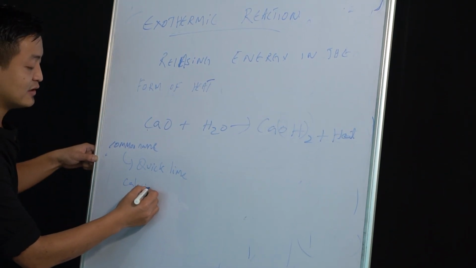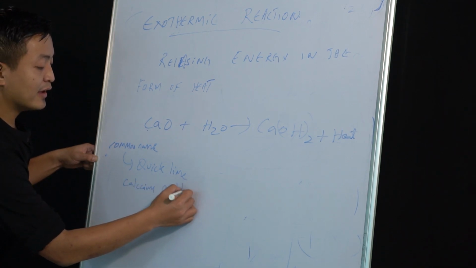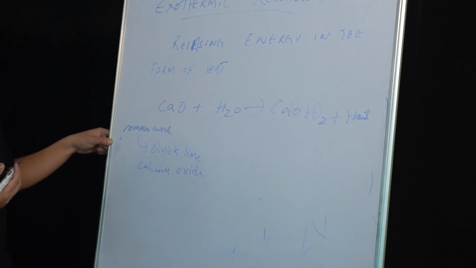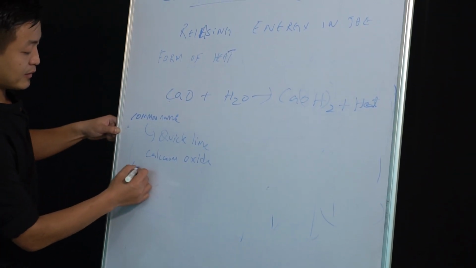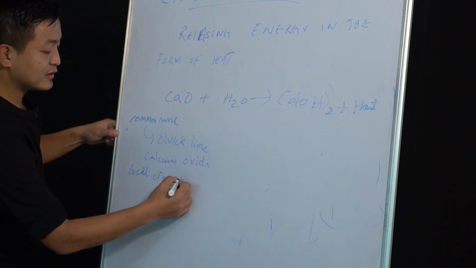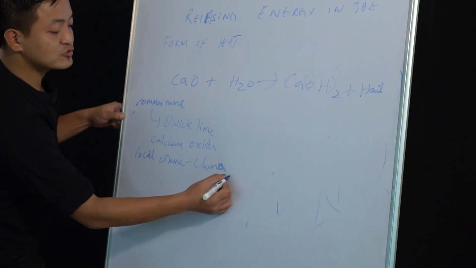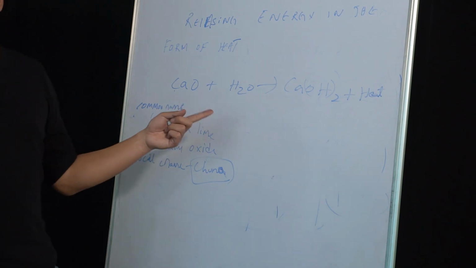Calcium oxide is the chemical name. And the local name would be tuna. Okay, tuna. It is white in color. Local name for calcium oxide is tuna. I'm sure you all have heard and you all have seen tuna. It is not new. And H2O, you all know it's water.